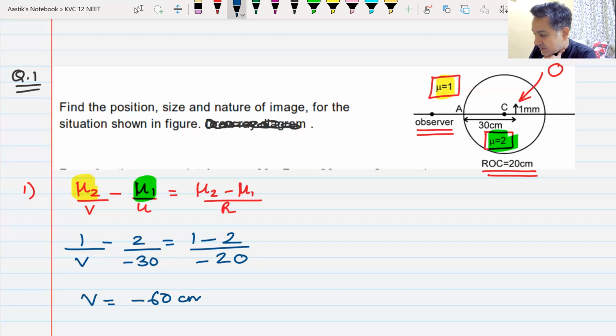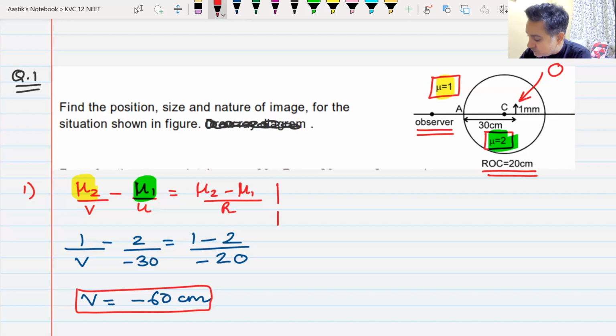Minus 60. Well done. See, if you do this question, that means you have done all the questions before that, I can assure you. Now let us move one more step ahead and find out the magnification, my dear friend. The formula for magnification is? H2 by H1 is mu1 V by mu2 U. Yes, not H2 and H1; H2 and H1 we will do afterward.